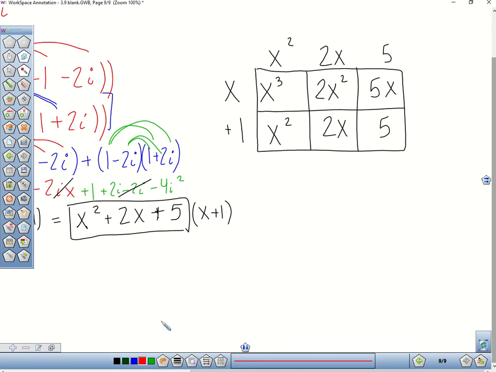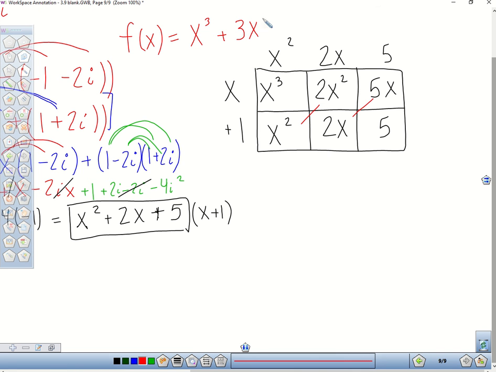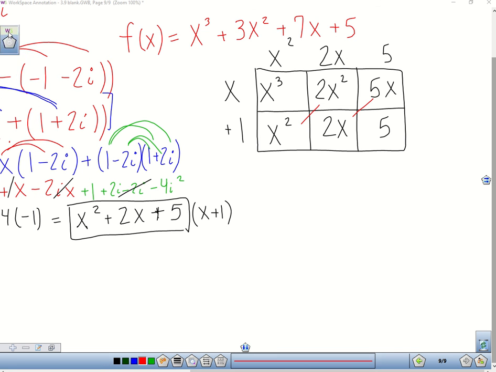Now within this, you should be able to combine these two and these two. And your result is going to be f of x is equal to x cubed plus 3x squared plus 7x plus 5. And that would be your final answer to the question. So that is how you do it.